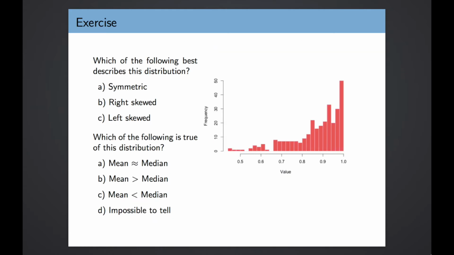So here's an example question for you to test your understanding of the concepts that we covered in this video. Take a look at this sample distribution and see if you can answer these questions. Is the distribution symmetric, right skewed, or left skewed? And do you think that the mean is about the same as the median? Do you think the mean is greater than the median? Do you think the mean is less than the median? Or is it impossible to tell?